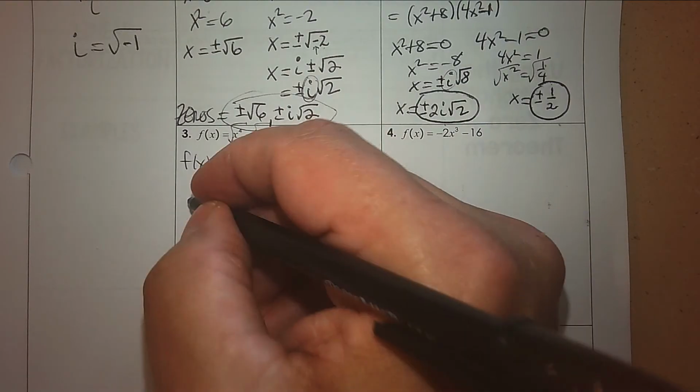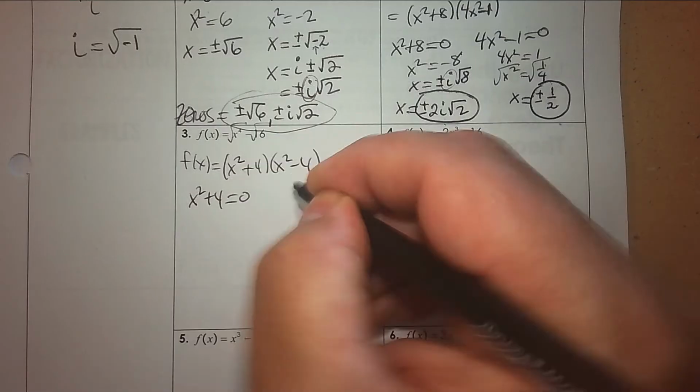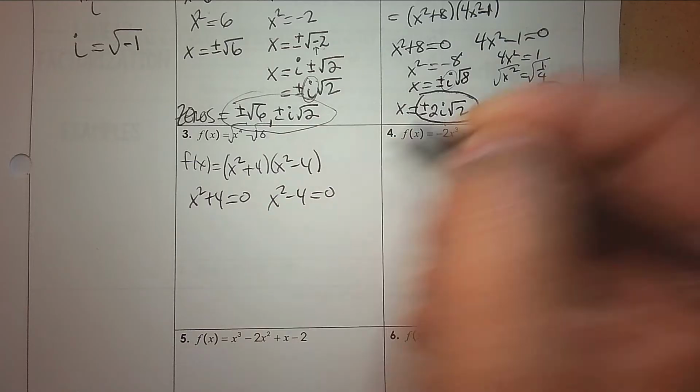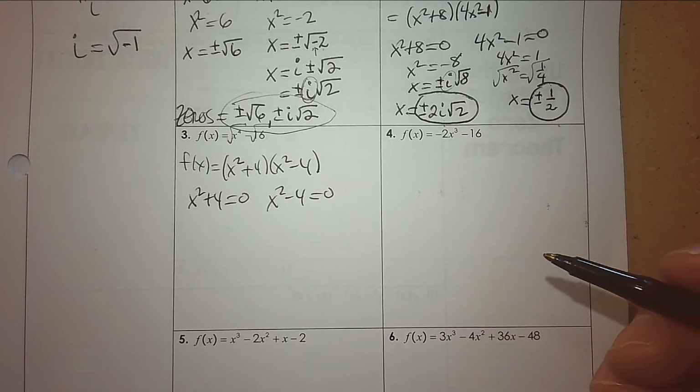At this point, if you need to, you can make each one equal to 0. At the very beginning, the degree of this was 4, so how many zeros are we going to find?